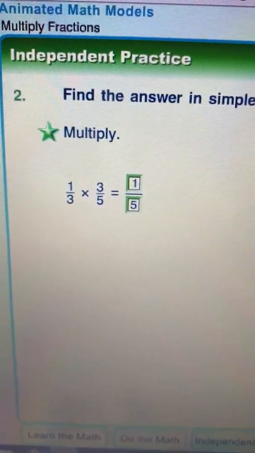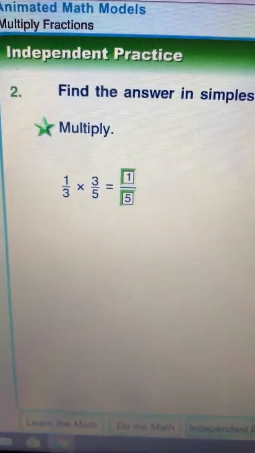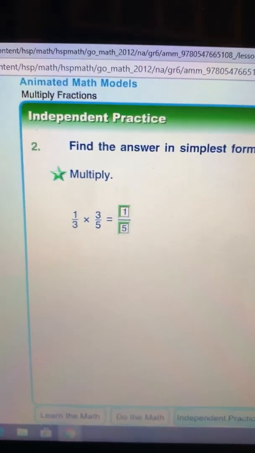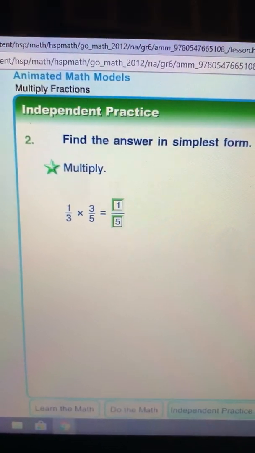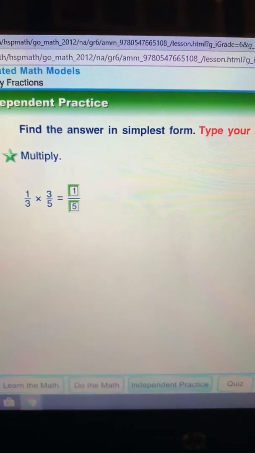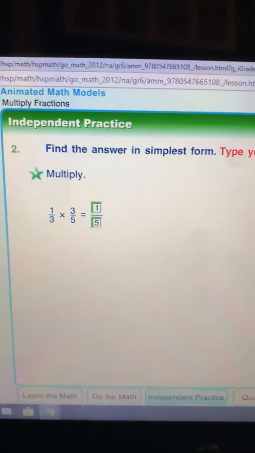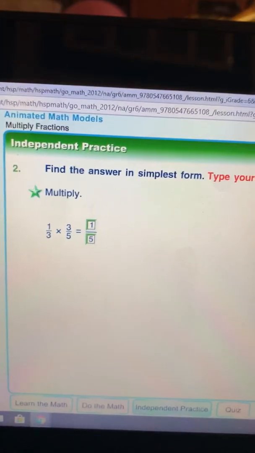And that's it. The rest you should be able to do. Enjoy. One of the easiest lessons we had for math, starting with multiplication, because multiplying fractions is one of the easiest things we've learned. All right, boys and girls, good luck.